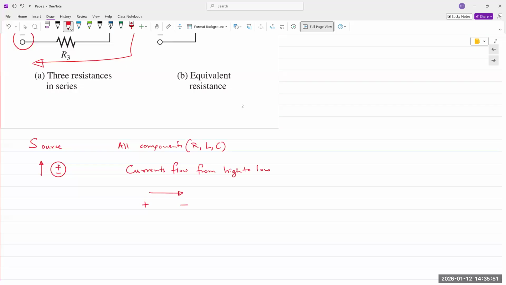Current is like any other physical quantity, it always flows from high to low. Water or any fluid, due to gravity, flows from high to low. Temperature always flows from high temperature areas to low temperature areas. Pressure always flows from high to low. Current also always flows high to low, except when it's a source. For a source, it goes from minus to plus.